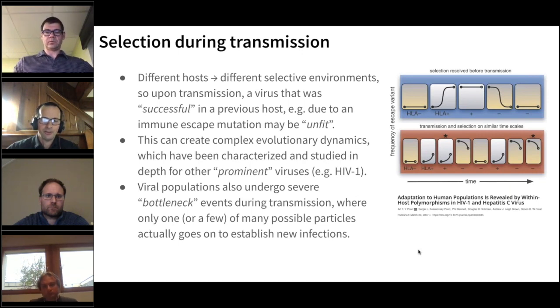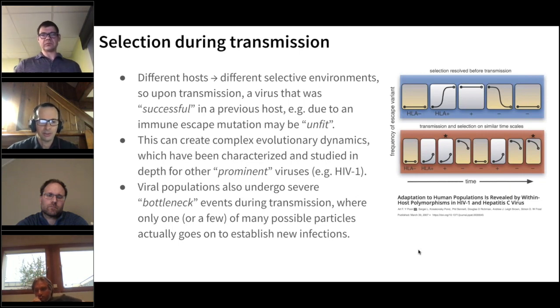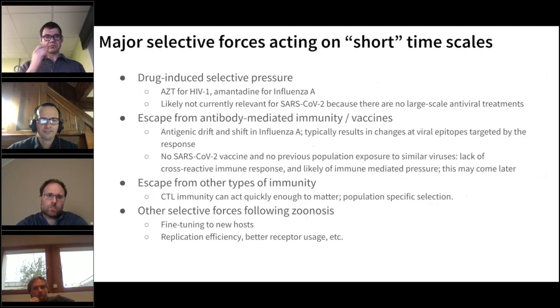But this assumes that you have enough time for the virus to do all of this within an individual. The bottom panel shows you what happens if it's partially resolved. If it's on the way up, a fit variant may be transmitted or an unfit variant may be transmitted. These types of situations occur often, and they create complex mutational patterns that we might be able to exploit. Viral populations also undergo severe bottleneck events during transmission, where only one or a few of many possible particles actually go on to establish new infections. So you have boom and bust cycles of genetic diversity, so to speak. Next slide, please.